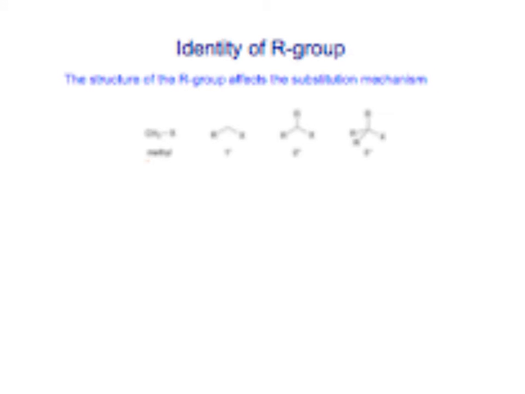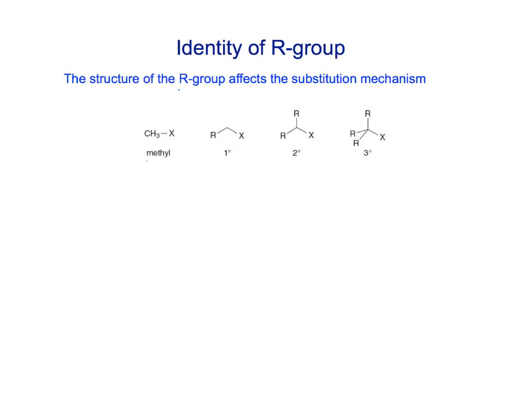The component of the substitution reaction that we haven't talked about yet is the structure of the R group that's part of the alkyl halide. So let's compare whether we have a methyl group attached to the halide, or that position is primary, secondary, or tertiary. Remember these terms. Primary, for example, means that the carbon attached to the halide is bonded to a single carbon. Secondary means that that carbon that's bonded to the halide is bonded to 2 carbons, and so on.